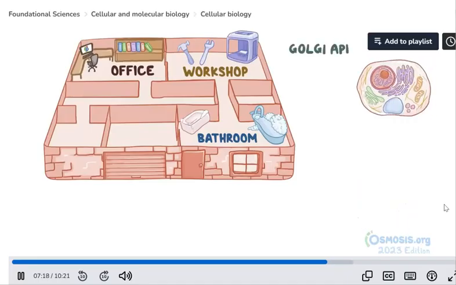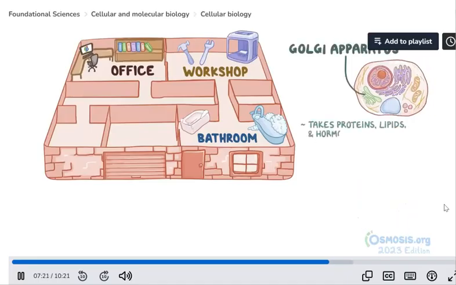Another organelle called the Golgi apparatus takes the proteins, lipids, and hormones that are generated in the rough and smooth endoplasmic reticulum and packages them into a vesicle made of a double layer of phospholipids that are then distributed around the cell. Think of the Golgi apparatus like the garage of the apartment, where you have all your packed up boxes that you sometimes then move and store in other rooms.